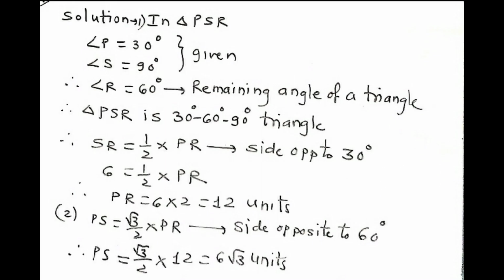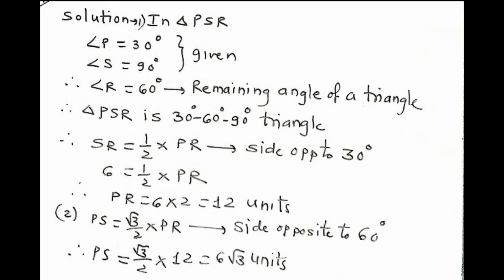We'll find out the remaining angle. In triangle PSR, angle P is 30 degree, angle S is 90 degree. So the remaining angle R is equal to 60 degree. Therefore triangle PSR is definitely a 30, 60, 90 degree triangle. We know that if a triangle is 30, 60, 90 degree, then the side opposite to 30 is half of the hypotenuse.